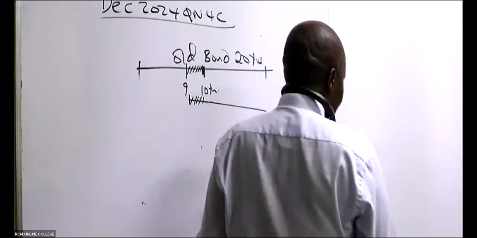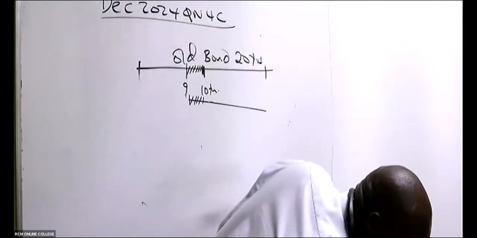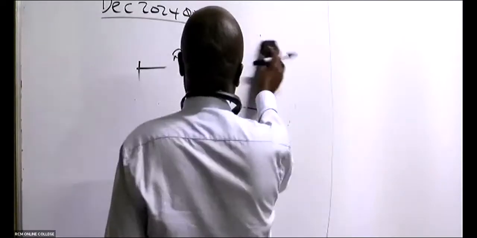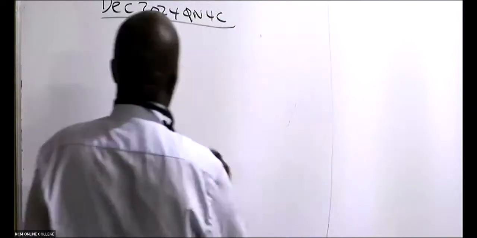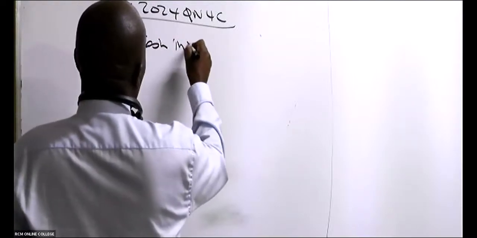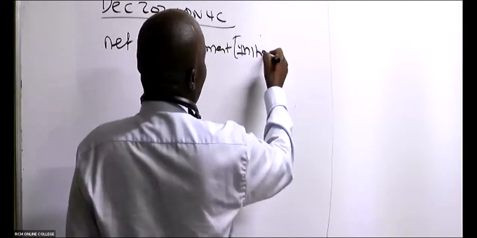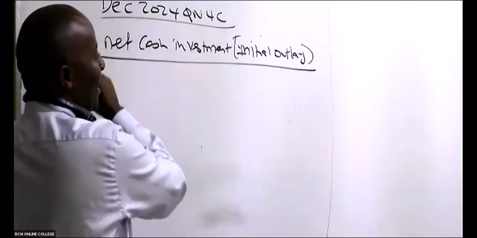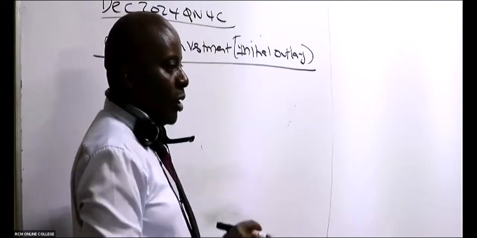So right there, the net cash investment. Net cash investment, which is the same as what here? Initial outlay. Initial outlay to enable refinancing. To enable refinancing, we have what we call the initial outlay.